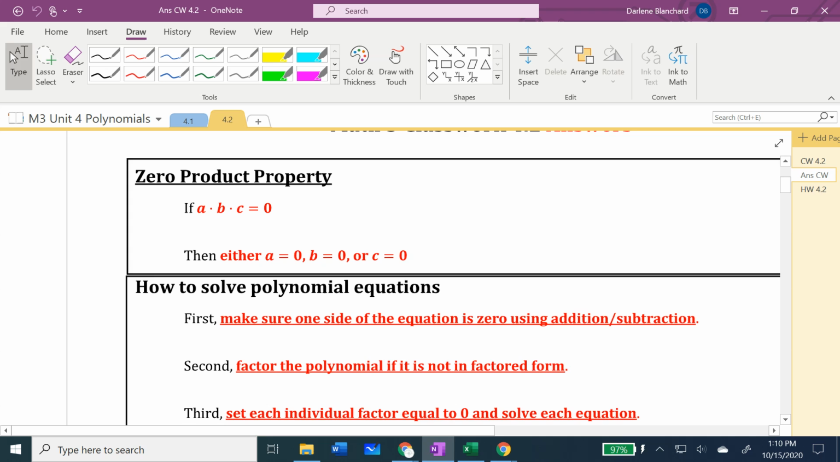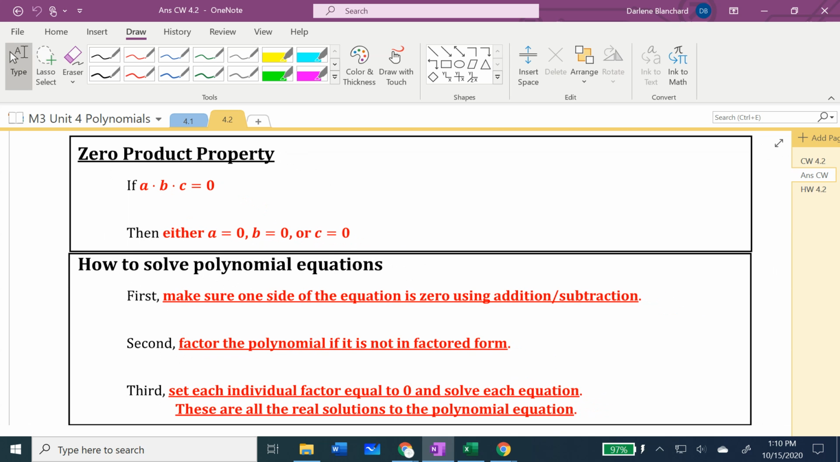So you're going to be using the zero product property to solve polynomial equations. I'm going to leave this up for a little bit and talk about it a couple of times. When you were factoring, those were expressions. They didn't have an equal sign. The problems in today's homework are going to be polynomials with equal signs. And the very first thing you have to do is get one of the sides equal to 0 through addition and subtraction.